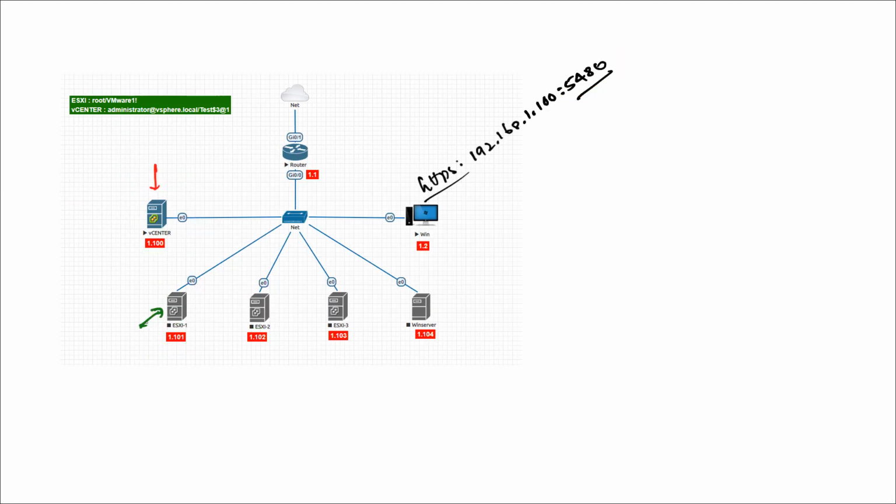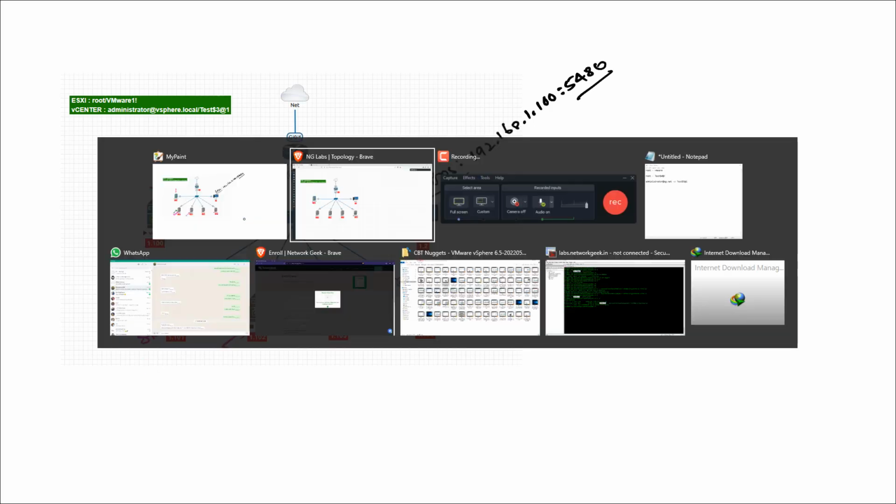So first, let's go and start this ESXi device. This guy will get the IP address 1.101. Maybe I'll give a static IP on this device also. So this is the same IP address. Even if they get the same IP from the DHCP, I would still like to change it to static so that it doesn't change the next time it reboots.